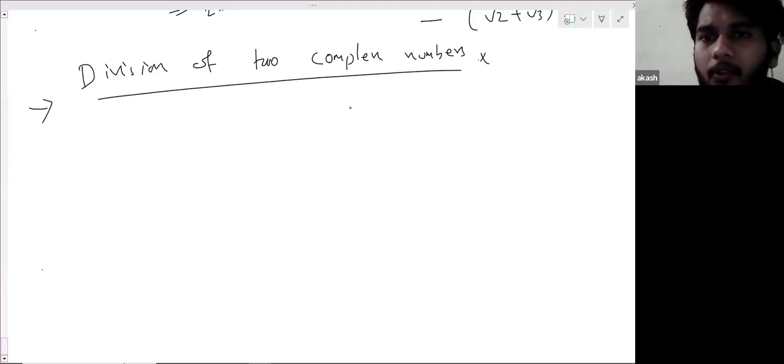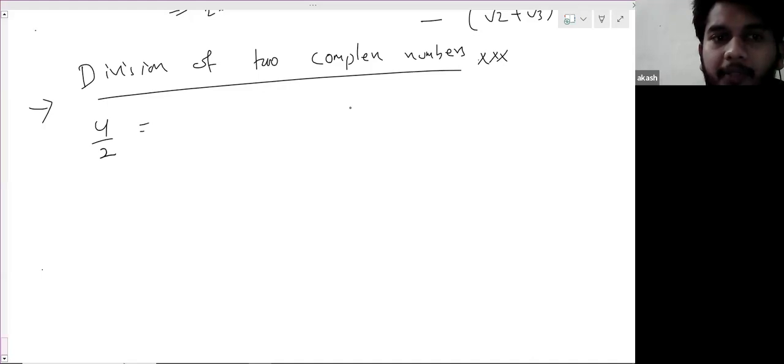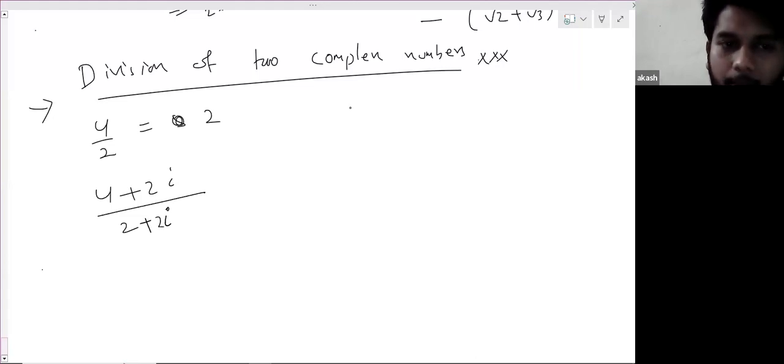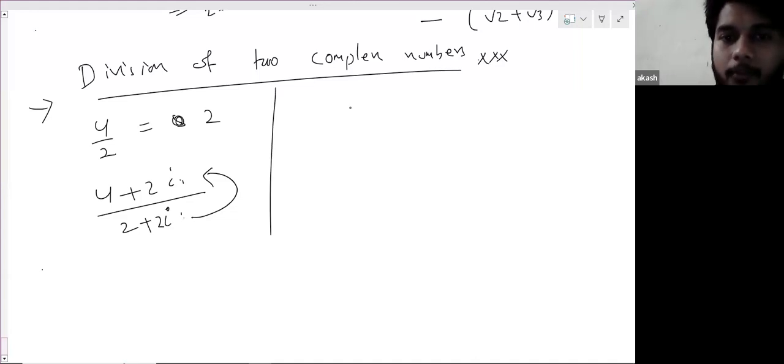Division is possible in the case of complex numbers. Just as in 4 upon 2, we say this is 2, we cannot say that 4 plus 2i upon 2 plus i is 2 plus 2i. We can take 2 common, that is okay, but we cannot divide this, because we cannot compare two complex numbers. So what we tend to do is write that into a simpler form, which is the a plus ib form.